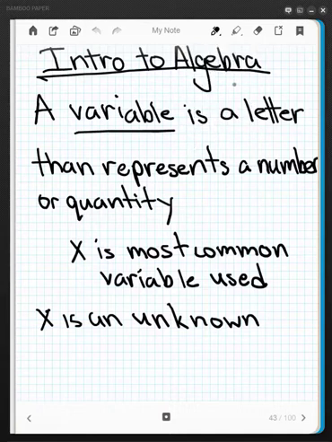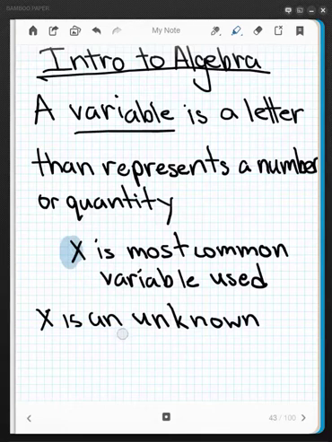This is a video about algebra and concepts that we'll need in order to study algebra. The first thing that we need in order to study algebra is the definition of a variable, or the idea or concept of what a variable is. So first of all, a variable in algebra is just a letter that represents a number or a quantity. X is the most commonly used variable.